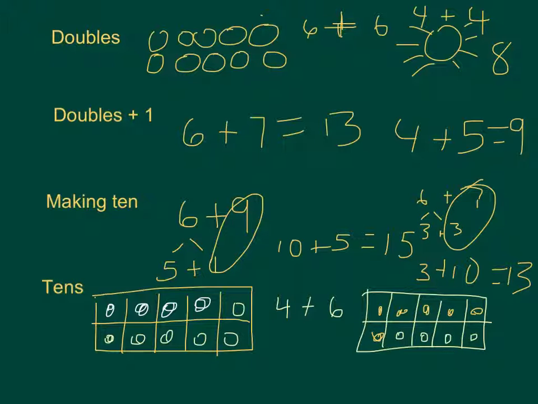And in this situation, we just showed the commutative property of 6 plus 4. If you know that 4 plus 6 is 10, you also know that 6 plus 4 is 10.